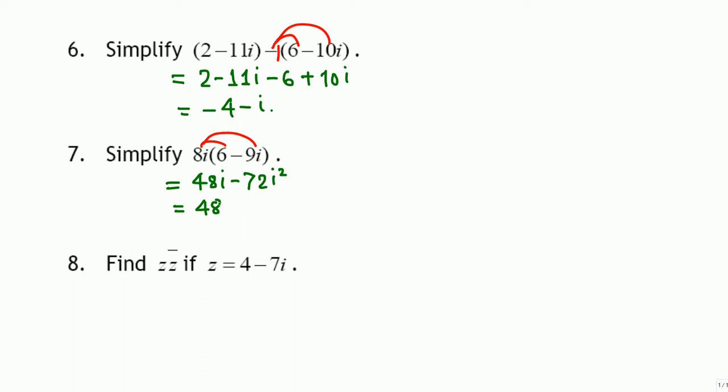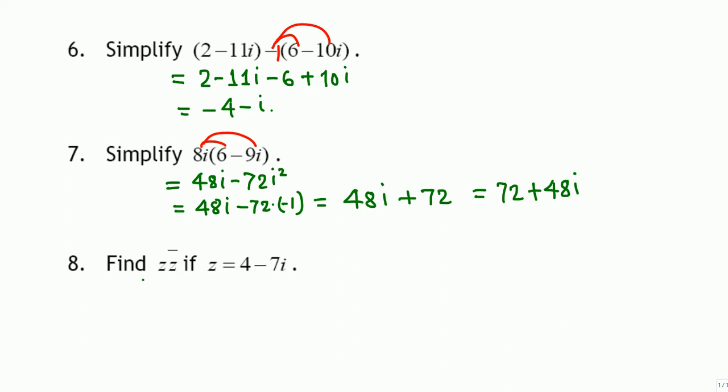Let's simplify further because we know i squared is negative 1. So this is 72 times i squared, which is negative 1. So 48i, and minus and negative, when we multiply minus times negative, that's positive. 72 times 1, 72. And we need to put this into the standard form.